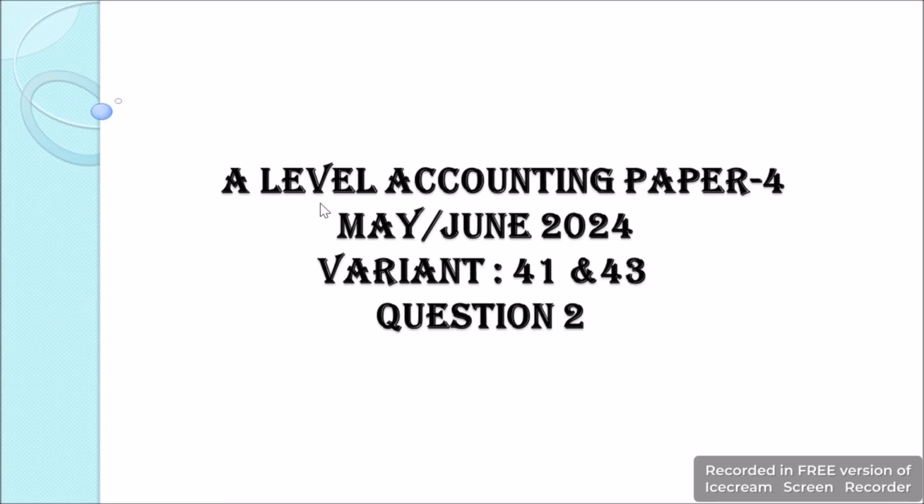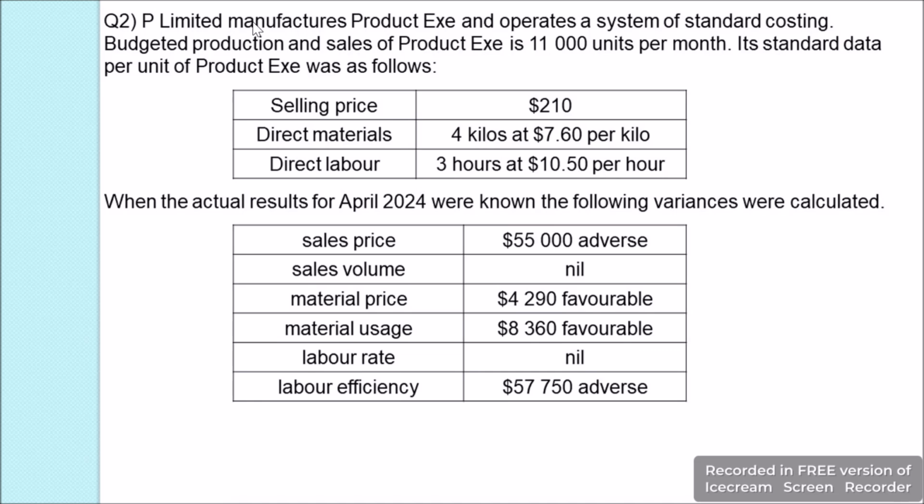In this video we are going to do an A-level question from paper 4 May-June 2024, variant 41 and 43. Both are the same. Question 2 is based on standard costing. The question states that P Limited manufactures product EXE and operates a system of standard costing. Budgeted production and sales of product EXE is 11,000 units per month. Its standard data per unit of product EXE was as follows.